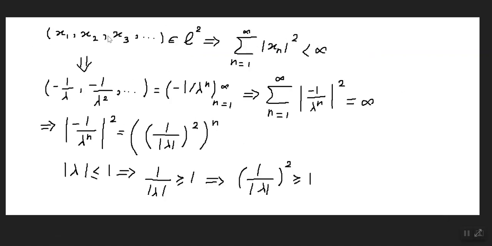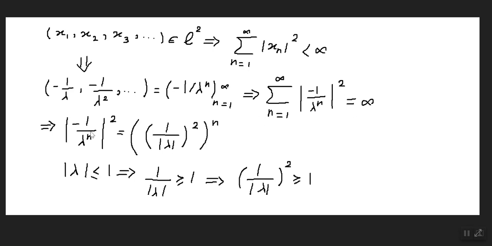But by the calculation on the previous page, we get, look at here, x1 is minus 1 over lambda, x2 is minus 1 over lambda squared, and in general each xn is minus 1 over lambda to the power of n. But look at here, this sequence is not square summable. This does not belong to L2. Why? Look at here, this series is divergent. It means the sum of the absolute value of minus 1 over lambda to the power of n, squared, is divergent. Why is it divergent?